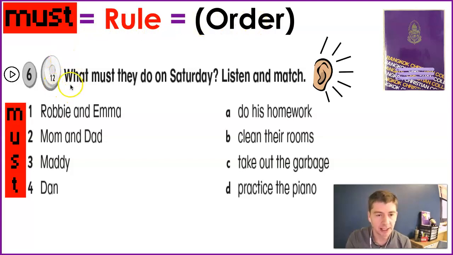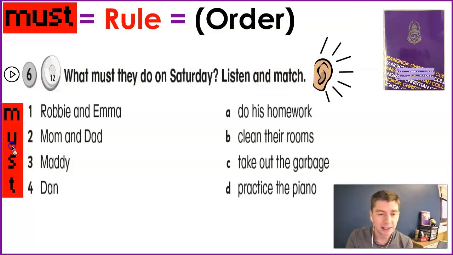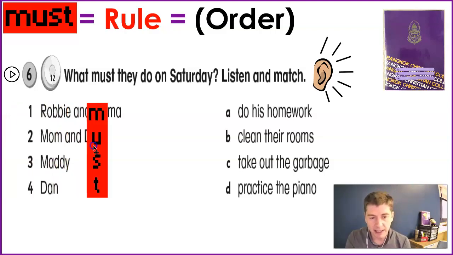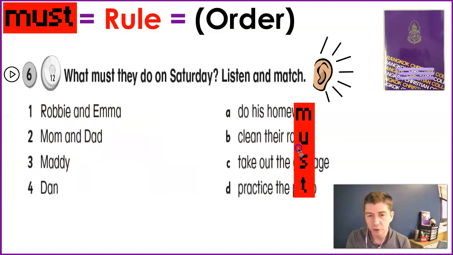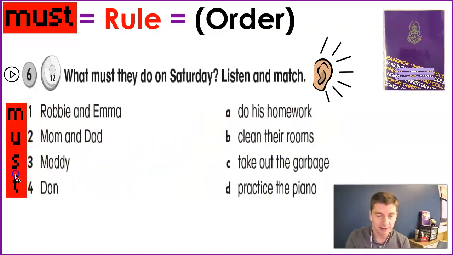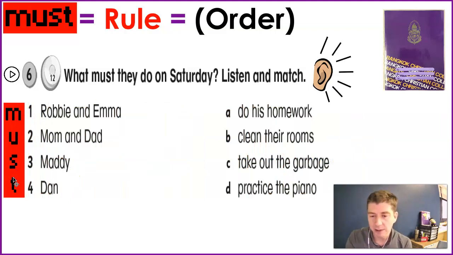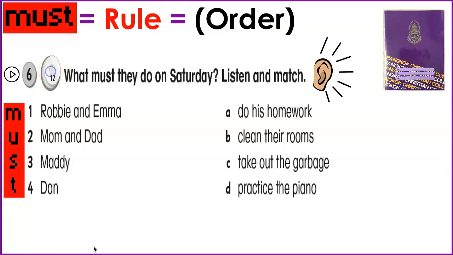Our instructions say, what must they do on Saturday? Listen and match. We're listening about Robbie and Emma, Mom and Dad, Maddie and Dan. Remember, these are things they must do on Saturday. Listen carefully. Write your answers in your notebook. 3, 2, 1, action. What must they do on Saturday?